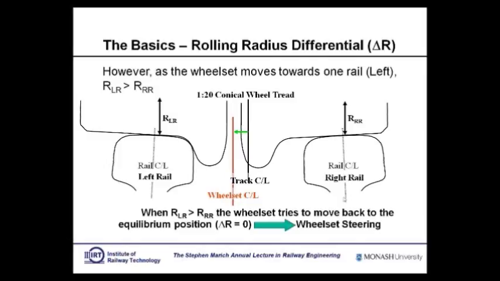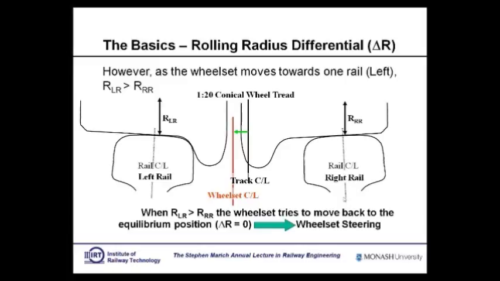And as soon as that movement occurs, then one radius becomes different to the other. And if the radius on this left rail is greater than the radius on this rail, the rolling radius differential is positive, and the wheel set then wants to go back to an equilibrium position because it doesn't like being in a non-equilibrium position. And that gives you wheel set steering. And that's essentially a very nice thing to have if you can control it.